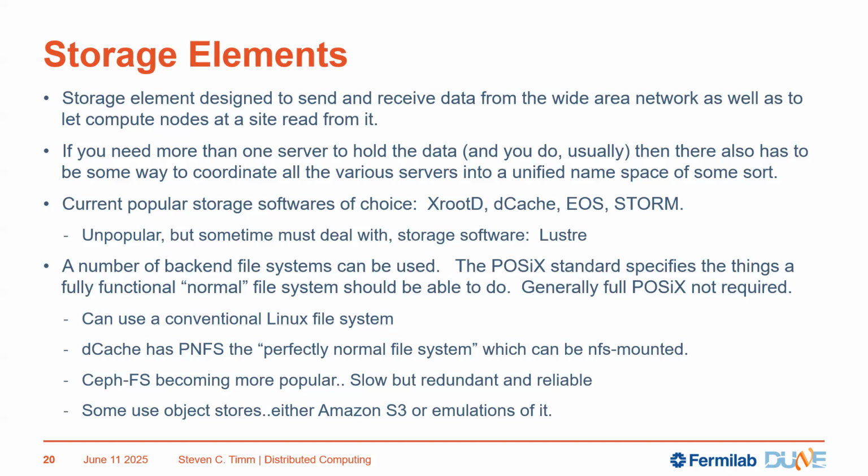Ceph is nowadays owned by Red Hat, which is owned by IBM, but it's still open source. It's got an object-oriented store on the back end, but it presents itself to the world as a normal file system. It's slow, but it's redundant and it's reliable. And then some storage systems use a pure object store on the back end, such as Amazon S3 or emulations of it. And in that case, you're not storing files as bytes. Any one file is a chunk of something.